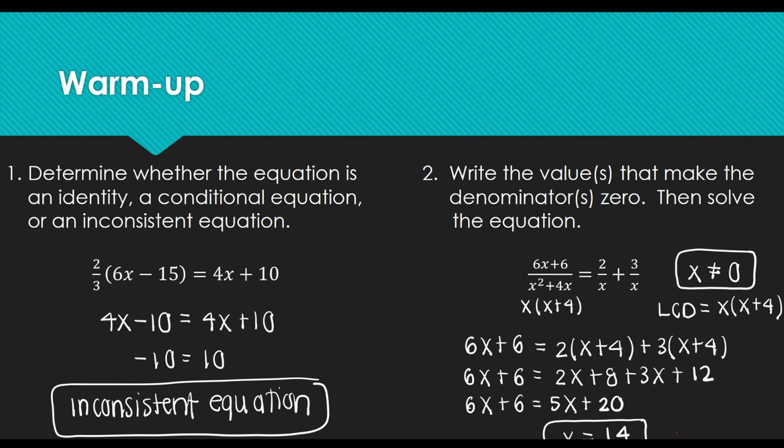So hopefully after pausing and trying, you should have gotten the first one to be an inconsistent equation because the left side will never equal the right. And then in number 2, it first asks what makes the denominator 0, and so that value is 0. So that just means we never wanted x to equal 0. So then solving the equation, we should have come up with x equaling 14.